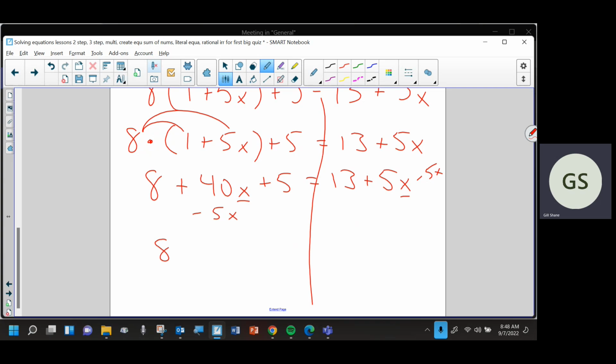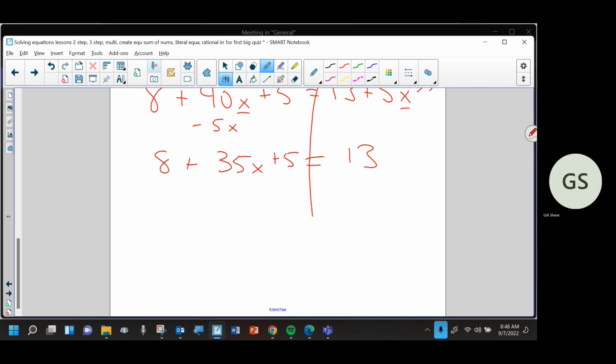So now I have 8 plus 35x, because I had 40 of them and I subtracted 5 away, plus 5. I got rid of them on the right. So I no longer have any variables. That was the whole goal, to get rid of the variables on the right, which I just did. Now what? Do I have any like terms left? Yeah, remember, don't forget, numbers with no variables are like terms. So this 8 and this 5 are like terms. There's no negative signs, so the math's pretty easy.